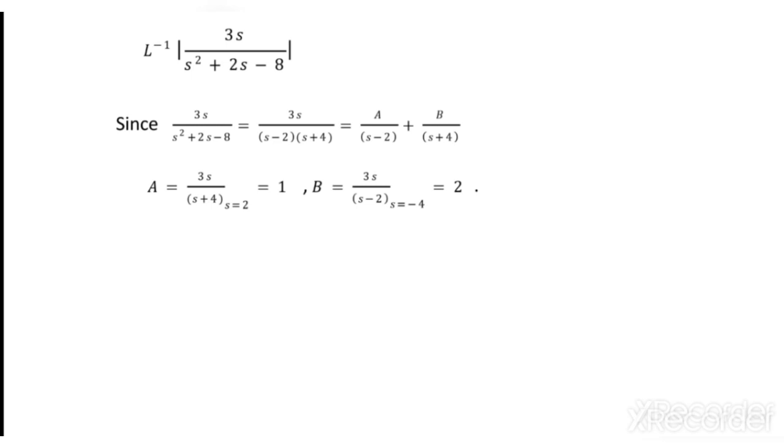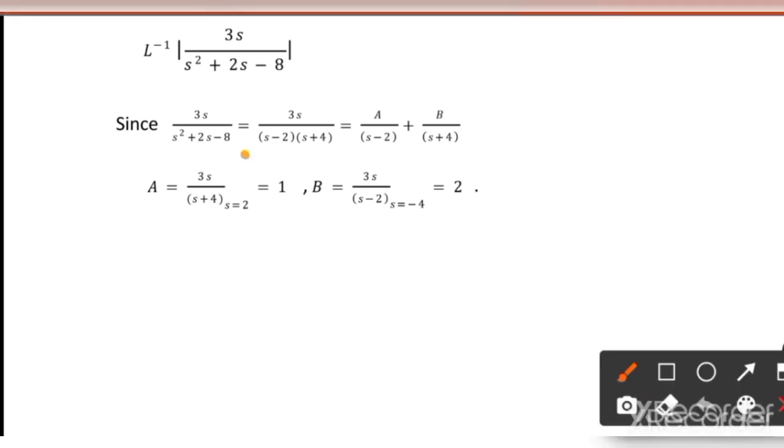You can use a calculator or you can go for factorization manually, but it is better to use a calculator. So you can find the roots first. The roots are 2 and minus 4. That's why I can write the factors s minus 2, s plus 4. Correct. So 3s by (s minus 2)(s plus 4), which I can write as a by s minus 2 plus b by s plus 4.